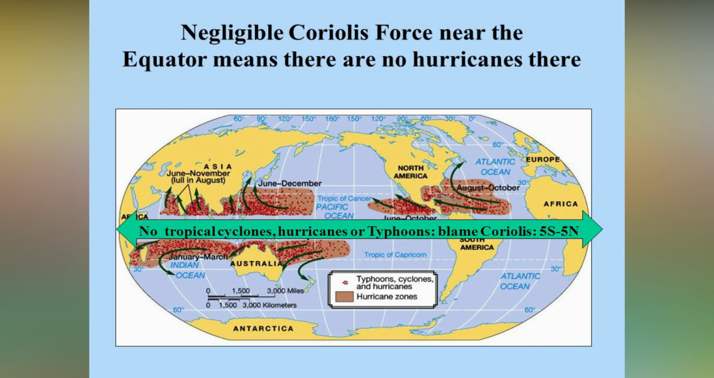Here is a catch that you should always note: within the 5 degree north and 5 degree south belt, these tropical cyclones will never originate because around the equator, Coriolis force is zero, and Coriolis force is a must for the creation of this kind of vortex around the low pressure area.